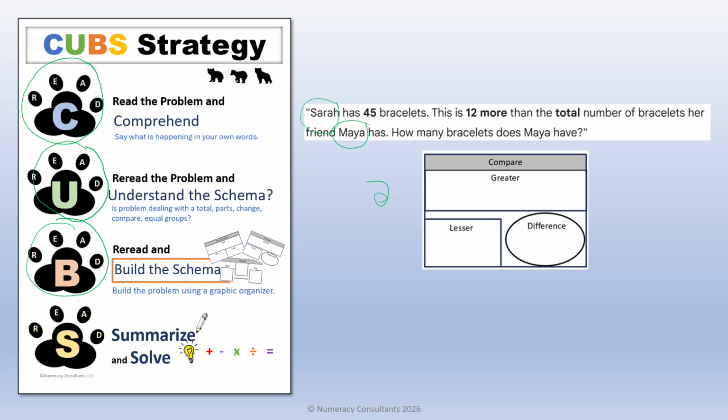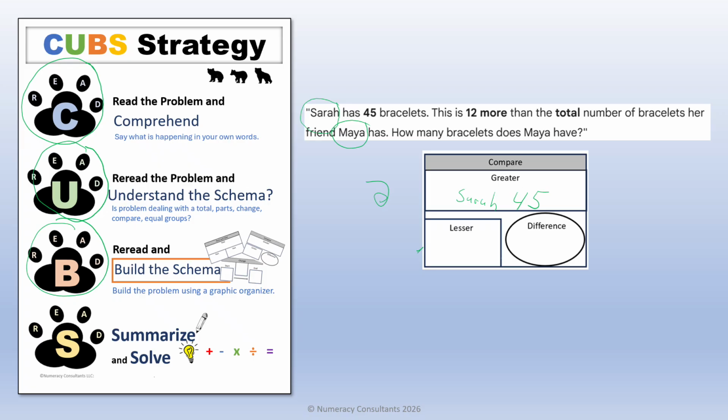Well, what is the greater number right here? It says Sarah has 45 bracelets. This is 12 more than the total. So we know that the greatest number we're dealing with is Sarah. I'm going to write Sarah in here. And Sarah has 45 bracelets, right? This is 12 more than the total number of bracelets that her friend Maya has.